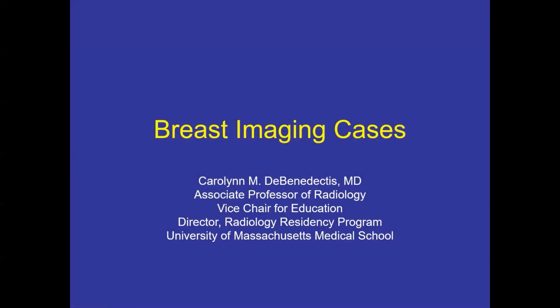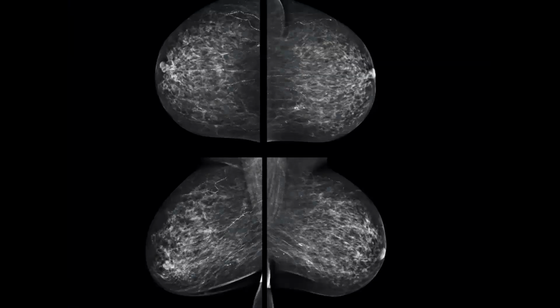All right. So what we're going to do today is we're going to go through some breast imaging cases. So our first case is a 50-year-old presenting for an annual screening mammogram. This was her mammogram. And I'm just going to give you a brief moment to look over it because the next slide is much more important for the question.